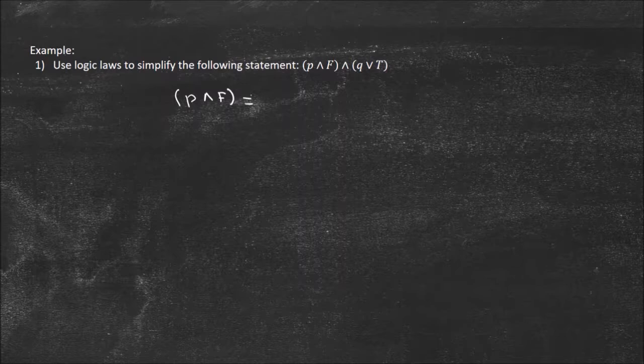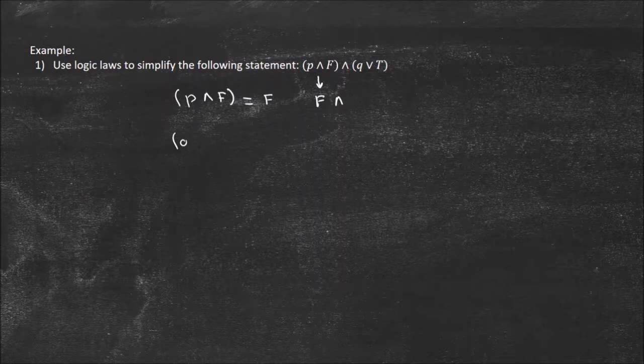So P and F: if I have P, which is some proposition, and a contradiction, that means both have to be true. Well, the contradiction can never be true. So that's the same as just saying F. And if you remember, that is our domination law, one of our two domination laws. Okay, so I have F, false. I know that that's equal to F. And then I have and that's equal to Q or T.